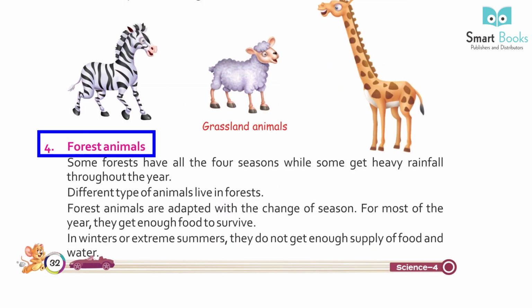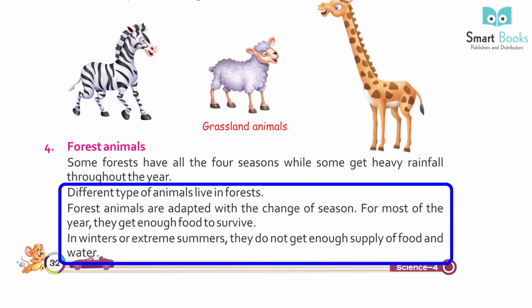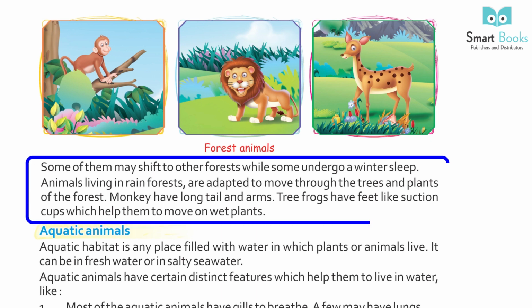4. Forest animals. Some forests have all the four seasons while some get heavy rainfall throughout the year. Different types of animals live in forests. Forest animals are adapted to the change of season. For most of the year they get enough food to survive. In winter or extreme summers they do not get enough supply of food and water. Some of them may shift to another forest while some undergo a winter sleep. Animals living in rainforests are adapted to move through the trees and plants of the forest. Monkeys have long tails and arms. Tree frogs have feet like suction cups which help them to move on wet surfaces.